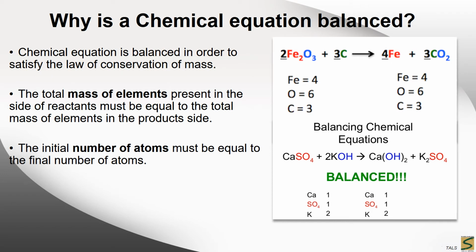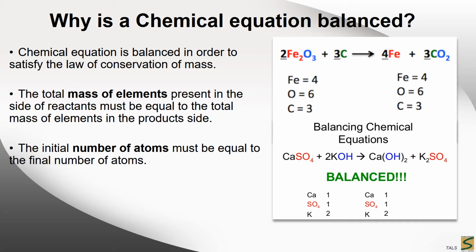We all know that the total mass of the universe is constant. If it is so, then a chemical equation also has to have its mass constant. It also should follow the law of conservation of mass. Total mass of the reactants should be equal to the total mass of the products.